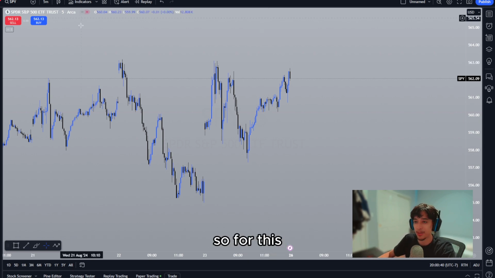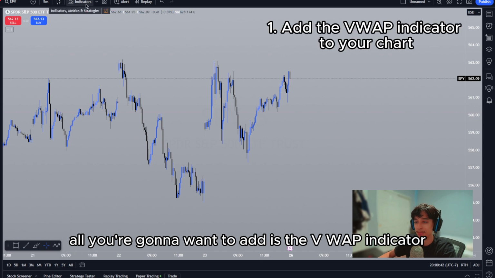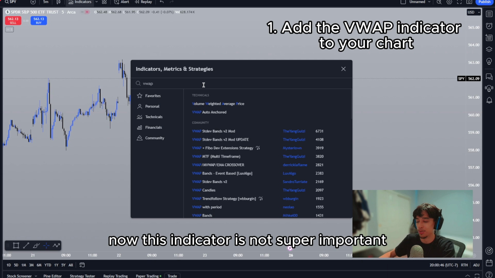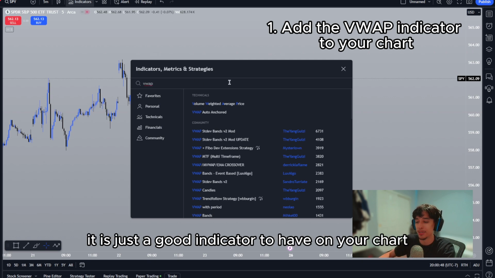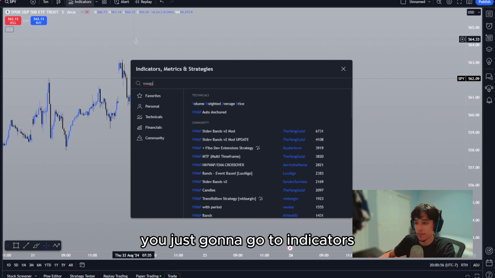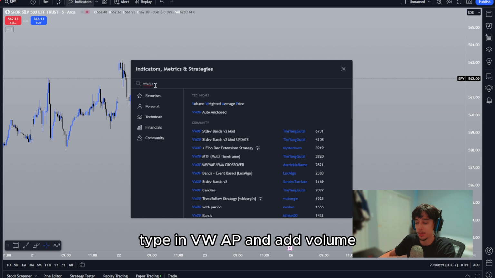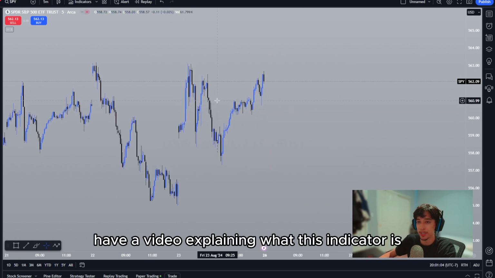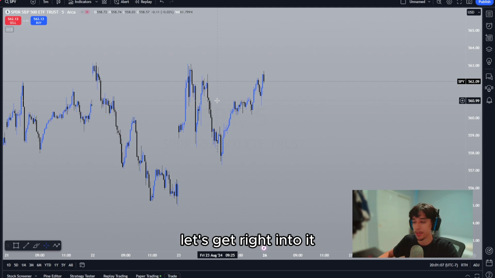So for this, all you're going to want to add is the VWAP indicator. Now this indicator is not super important. It is just a good indicator to have on your chart to give you an idea of where you want to enter and exit. You're just going to go to indicators and then in the search bar type in VWAP and add volume weighted average price to your chart. I have a video explaining what this indicator is, but let's get right into it.